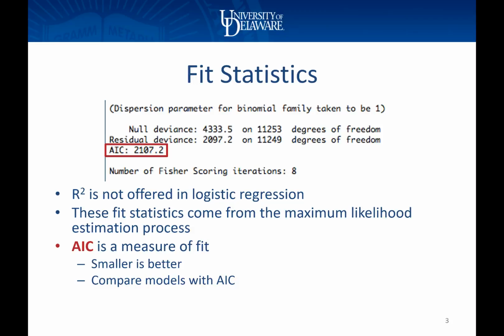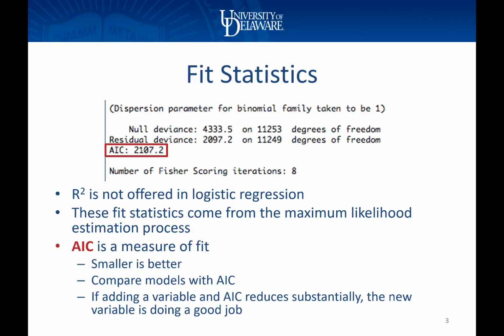So if I removed a variable or if I added a variable to this model, I could see, does the model AIC change and by how much? If the AIC gets substantially smaller, adding a variable would be a substantial improvement. But the AIC number doesn't mean anything on its own. 2107 means nothing. It's just that the smaller it gets, the better.